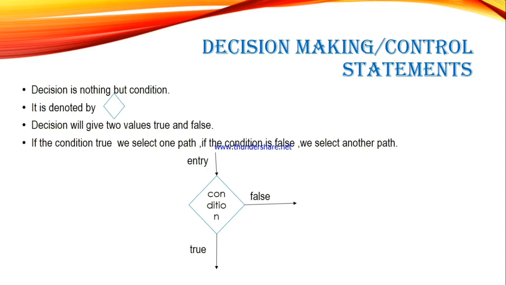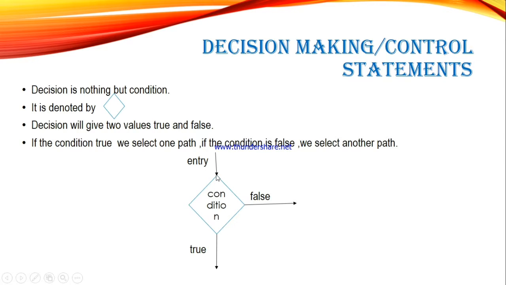Discuss decision making or control statements in C and loops in C. First we see decision making or control statements in C. Decision is nothing but a condition. It is denoted by a rhombus. And a decision will give two values, true and false. If the condition is true, we select one path. If the condition is false, we select another path.